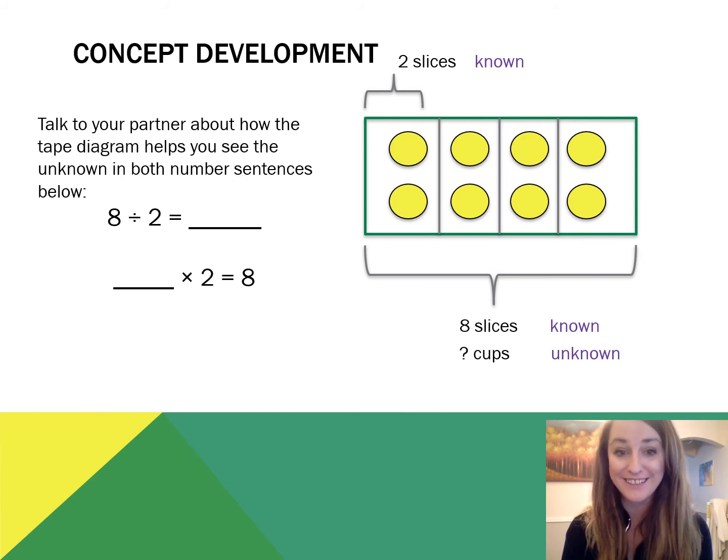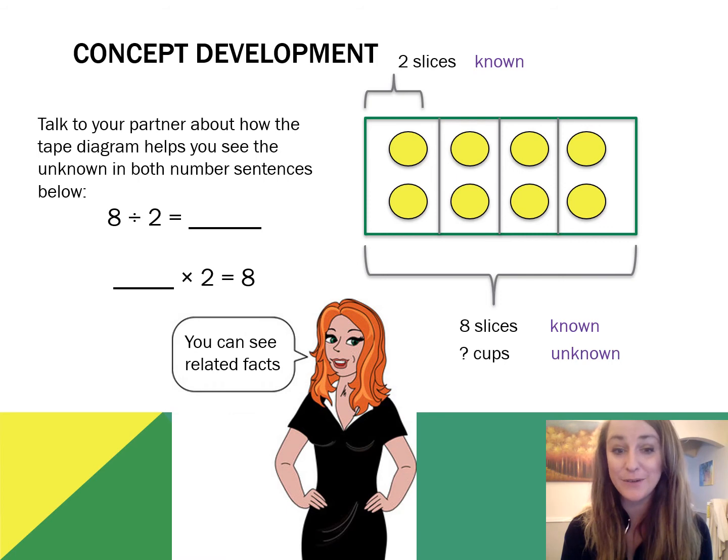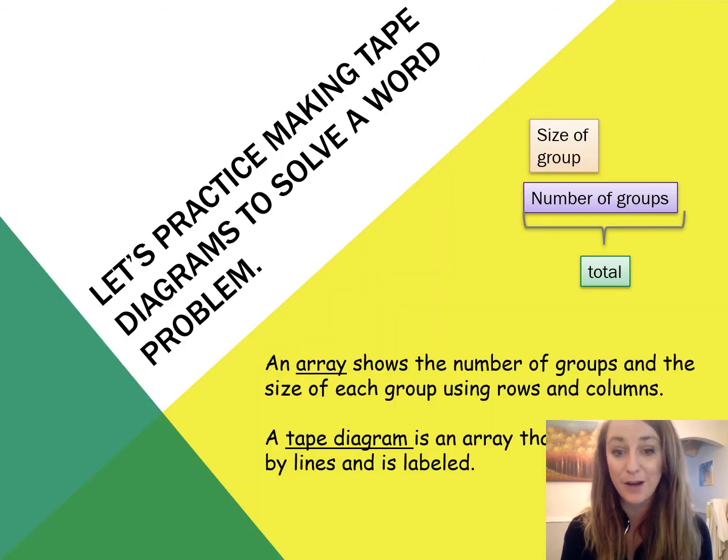Let's talk together about how the tape diagram helps you see 8 divided by 2 and unknown times 2 equals 8. You can see that these are related facts. The unknown in each is going to help you answer the other problem.